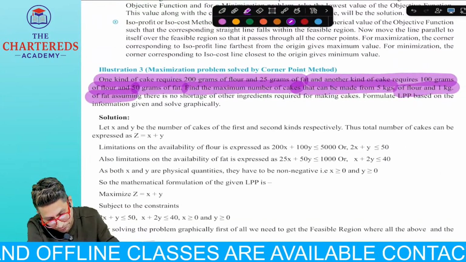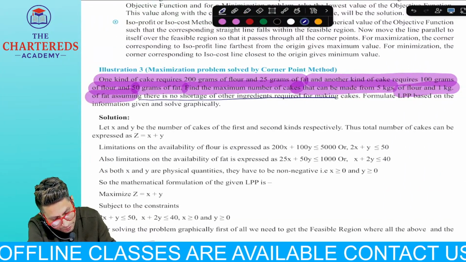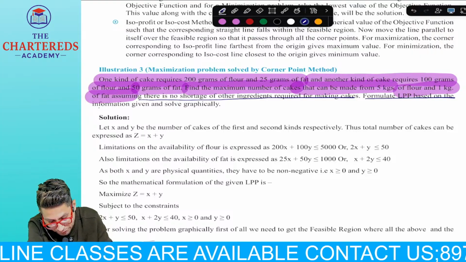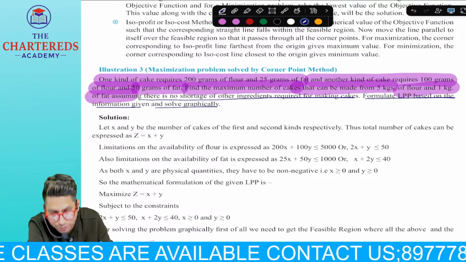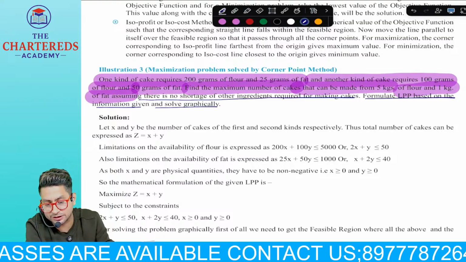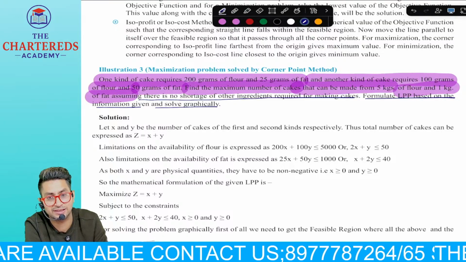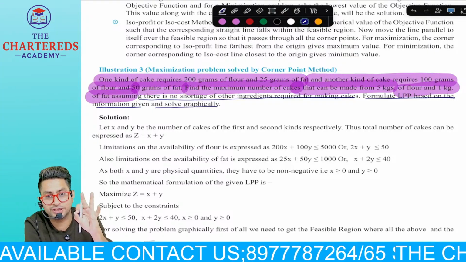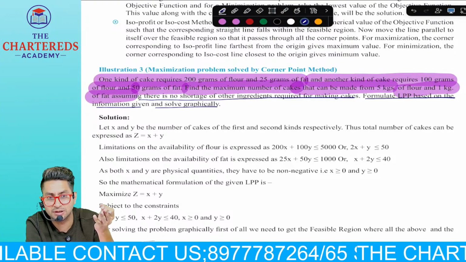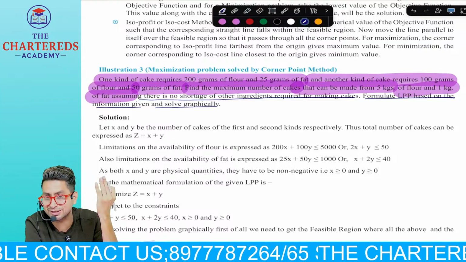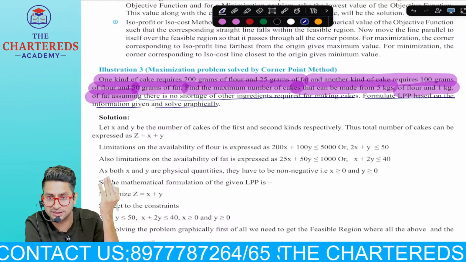Next. There is no shortage of other ingredients. Formulate the LPP based on the information given and solve graphically. If it is given graphically, we will solve graphically. If it is given simplex, we will solve by simplex. If nothing is mentioned, then if up to 3 constraints are there, better go for graphical. If greater than 3 constraints are there, better go for simplex. Clear?